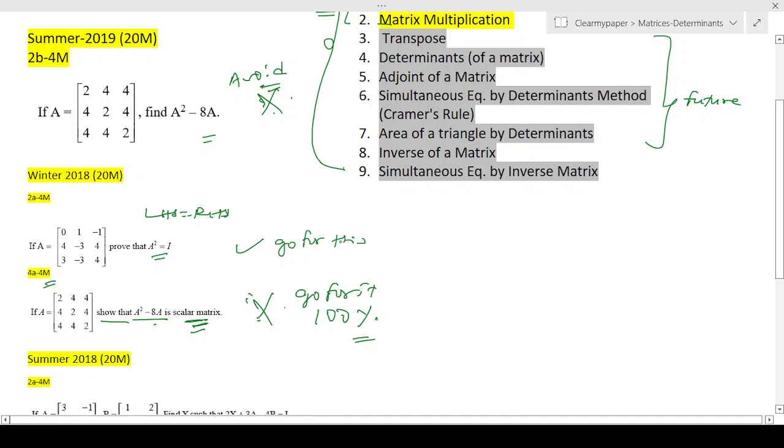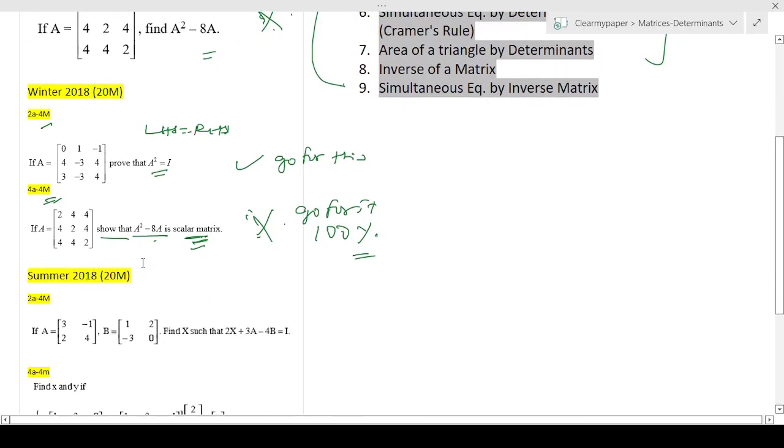So if I were to appear in 2018, going back, just doing these two problems where I can verify the answer can secure 8 marks for me. Those are the low hanging fruit that I'm talking about. So those are the things that you need to attack.